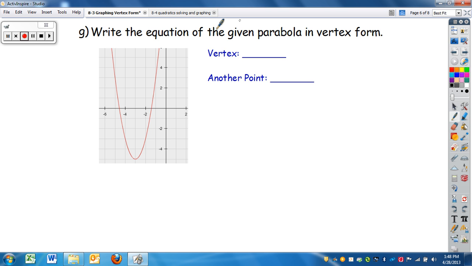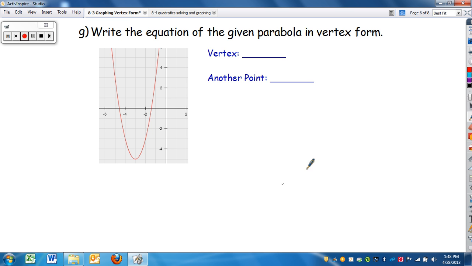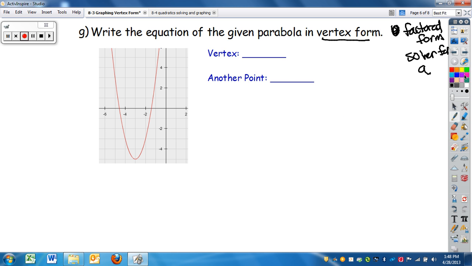Alright, so now we're going to reverse it. I'm going to actually give you the equation, and then you'll find vertex form. You have to kind of think back to when we did factored form, because we're going to have to solve for a, and it's the same kind of procedure that we did before. So you should see some parallels with it.